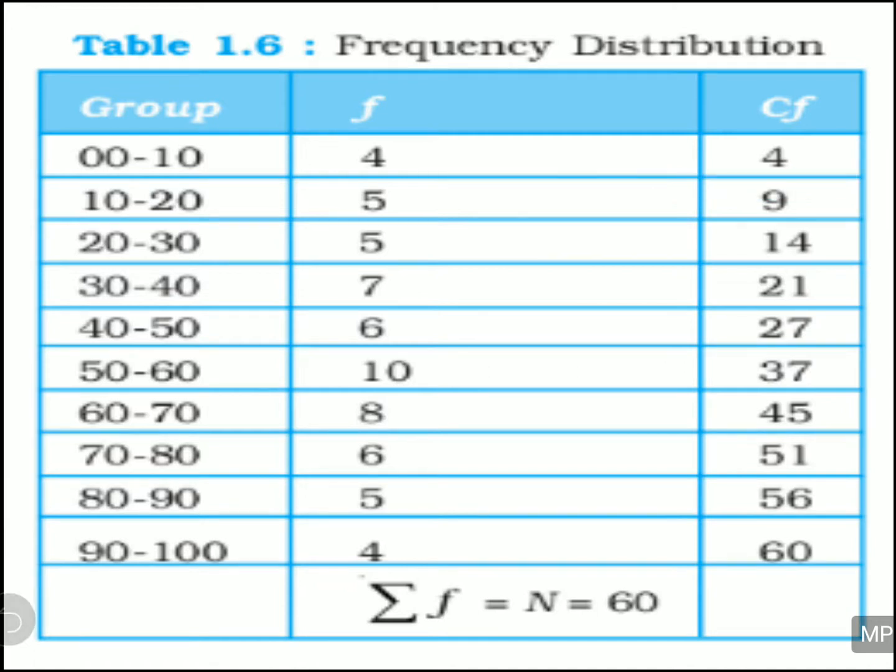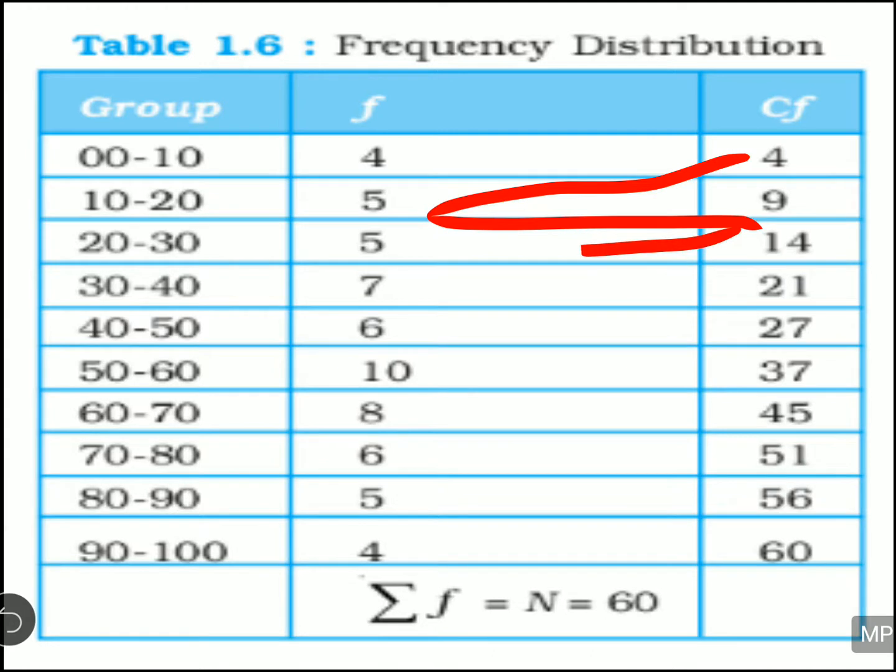But now in the next column, what do you have to do? You have to add the previous number with the present frequency and get the cumulative frequency of that class, and that is 9. Then again you add the 9, that is the previous cumulative frequency, with the simple frequency of this class, that is add 9 with 5 and you will get 14.